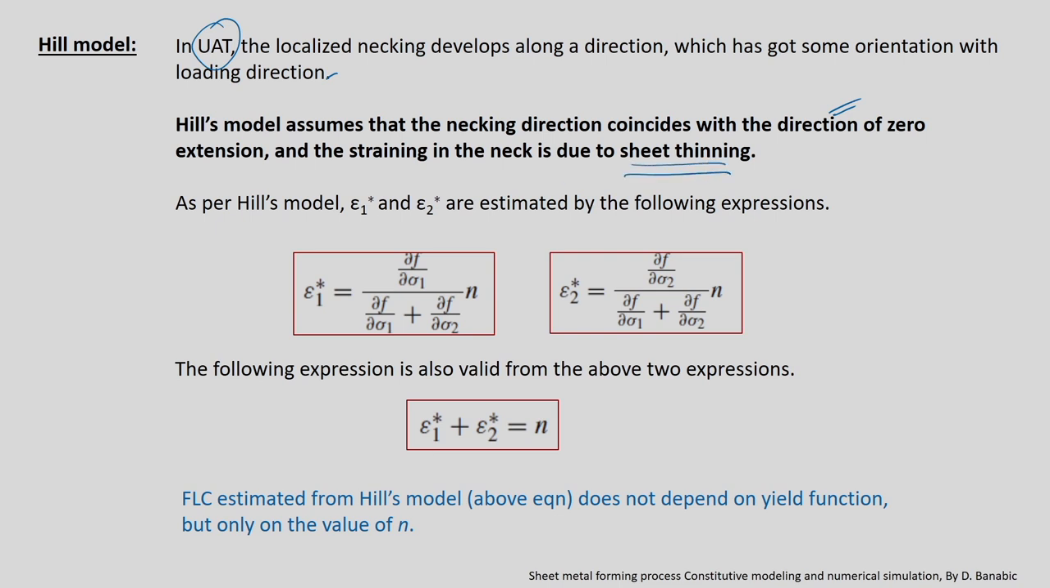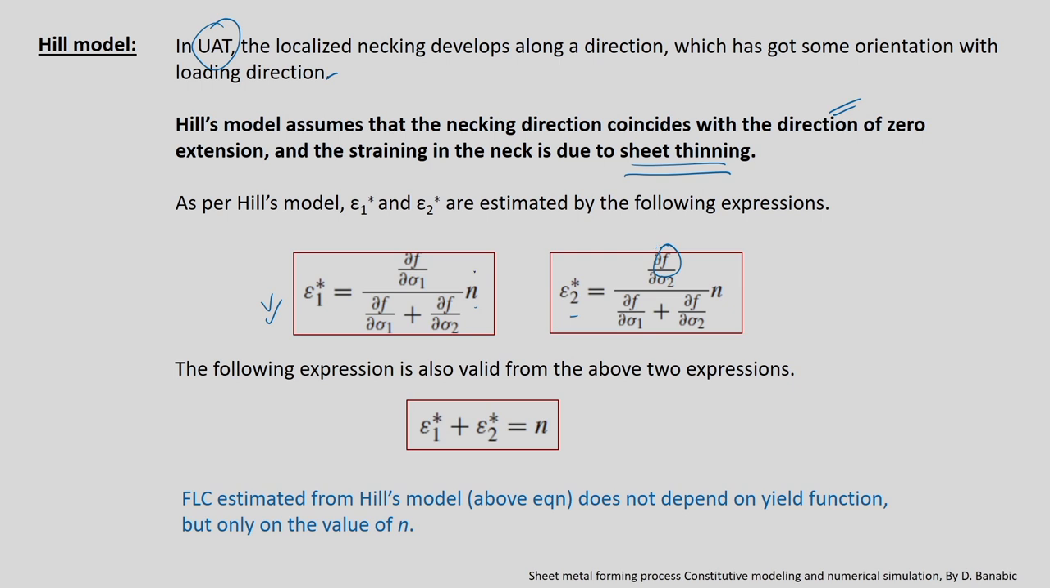So, it assumes that there is one particular direction of zero extension, and moreover, because of that, in the neck region only sheet thinning is going to happen, and further it is going to deform and fracture. With this assumption, one can evaluate epsilon 1 star and epsilon 2 star, and finally you will get this particular equation. Epsilon 1 star is dou f by dou sigma 1 divided by dou f by dou sigma 1 plus dou f by dou sigma 2, into n. Similarly, epsilon 2 star is dou f by dou sigma 2 divided by dou f by dou sigma 1 plus dou f by dou sigma 2, into n, where f is our own yield function.